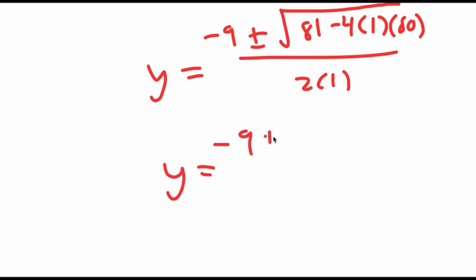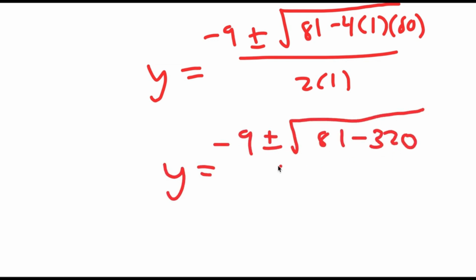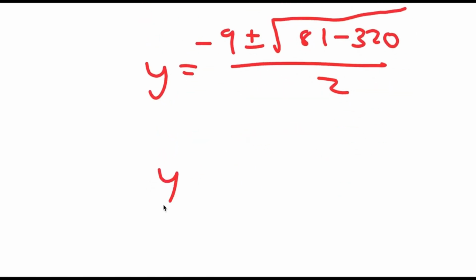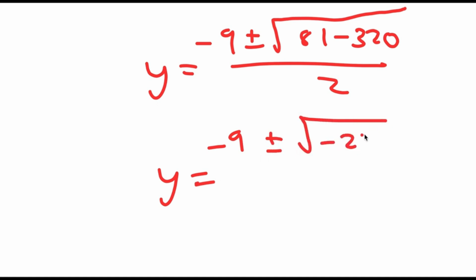Now this turns into negative 9 plus or minus the square root of 81 minus 320 over 2, which is equal to negative 9 plus or minus the square root of negative 239.